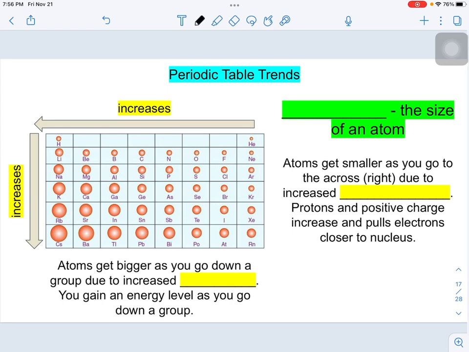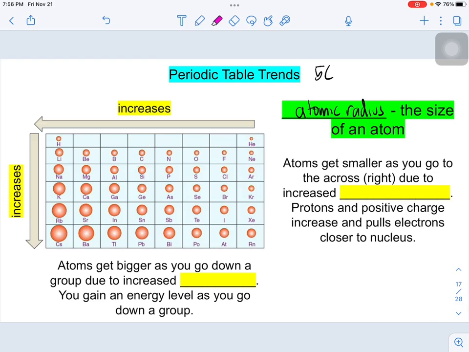Periodic table trends. It's actually TEAC 5C, but I don't think that really means anything to you. When we're talking about periodic table trends, we're going to focus on 3 properties of atoms and realize that they increase or decrease. They show a pattern on the periodic table. The first property that we learned about was atomic radius. And atomic radius is the size of an atom.